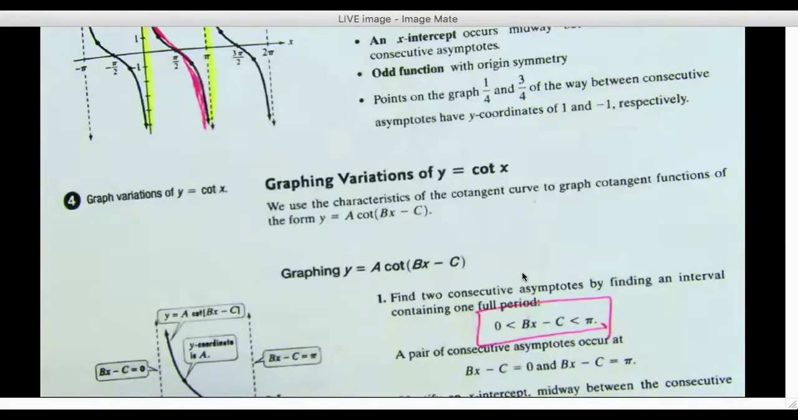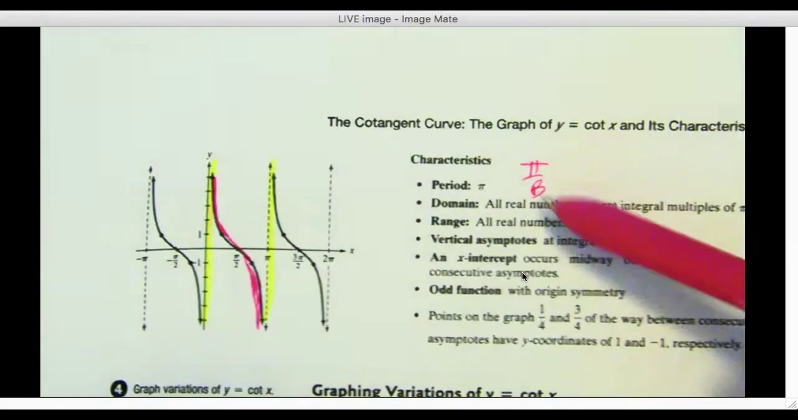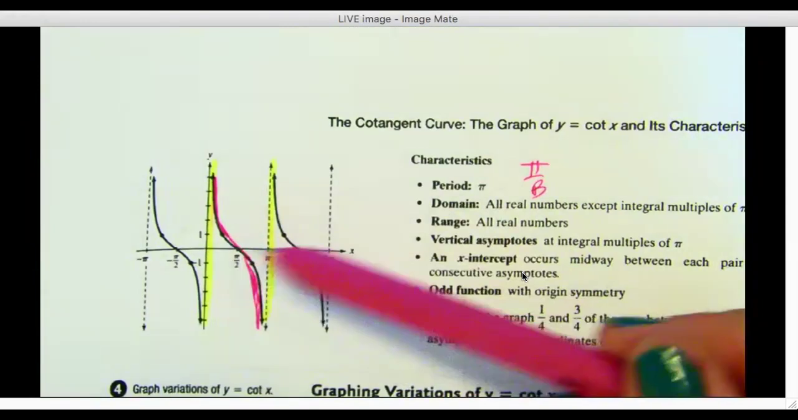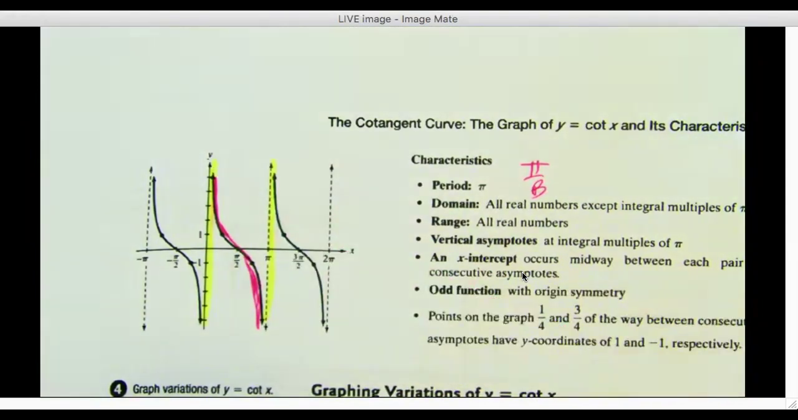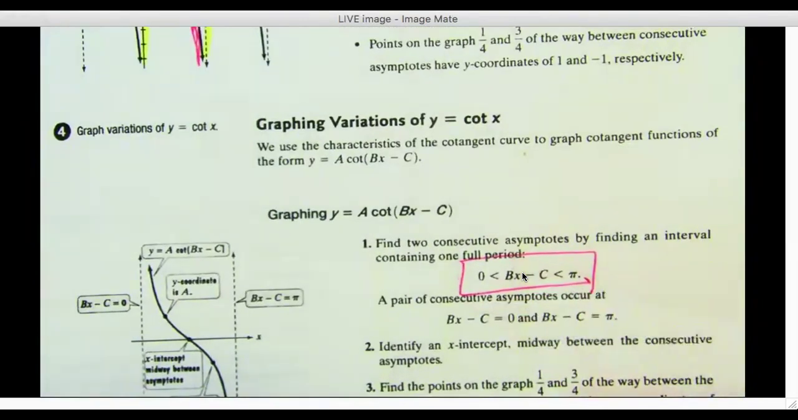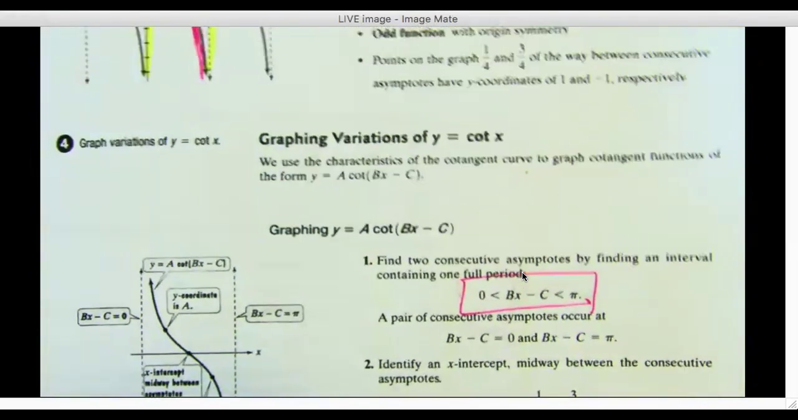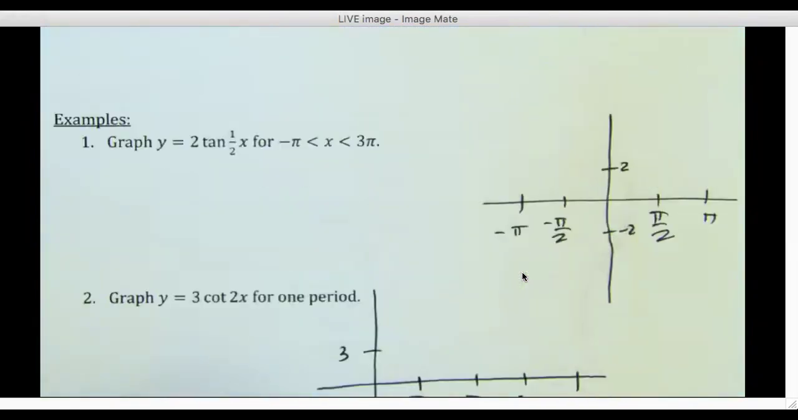And then for cotangent, same information. Period is pi over b, or if there's no shift, then it would just be pi. Starts at 0, ends at pi, vertical asymptotes at multiples of pi. And then setting it up between 0 and pi for that bx minus c. You can read through more of the information here. It's just giving you step-by-step instructions of the things I've already gone over and how to graph them. So let's do some examples here.